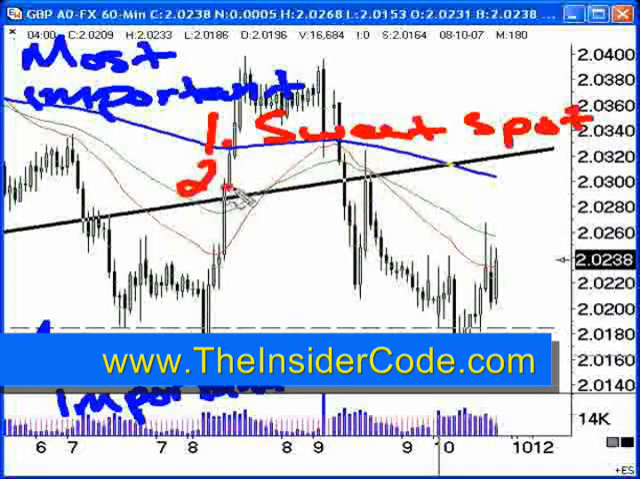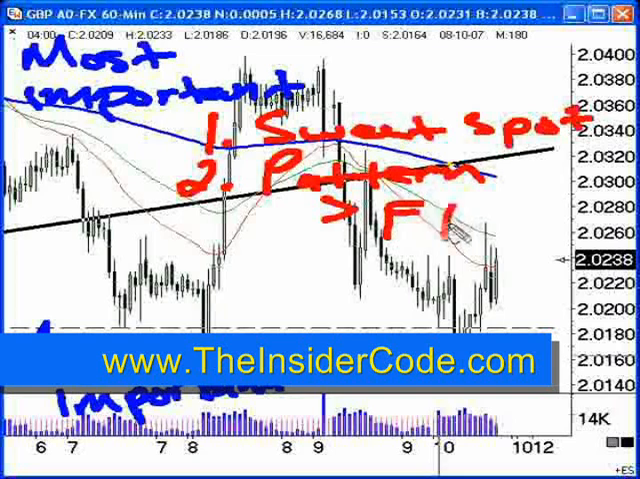Number 2. This could be pattern. Okay, so, is there a triangle? Is there a flag? Is there a pennant? Okay, all of these things. But also you've got, is there a little dipper? So what do we need to see for that?